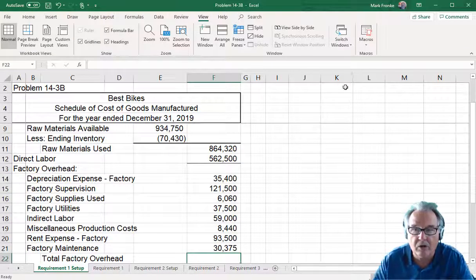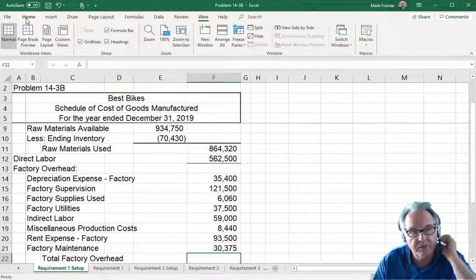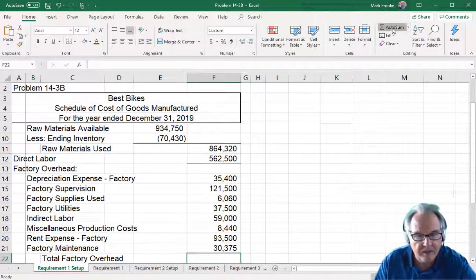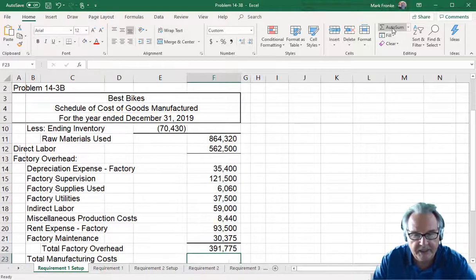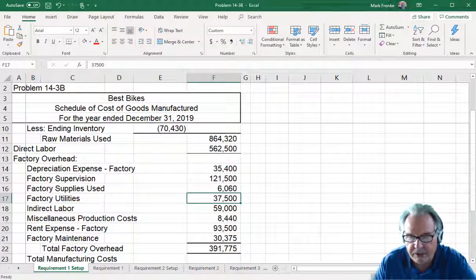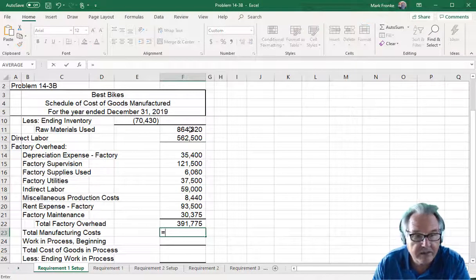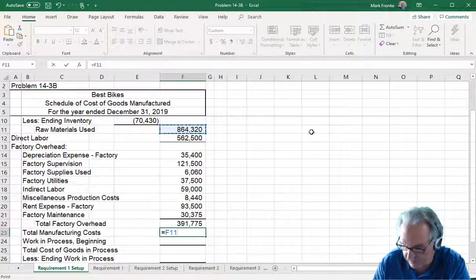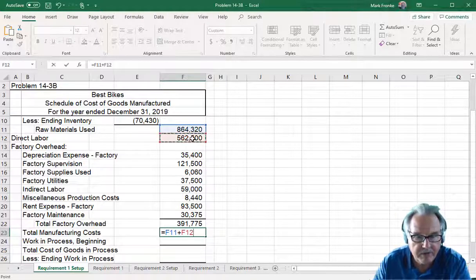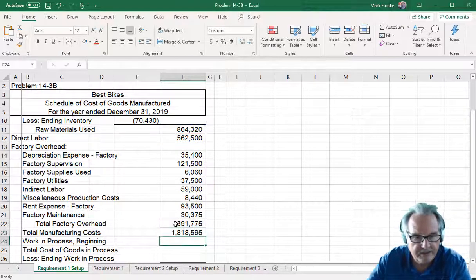When I total up all of those overhead items, and I'm going to use the sum key, my favorite thing, adds them all up, $391,775. So when we add together our three manufacturing costs, which is the direct materials used, the direct labor, and the factory overhead. Those are our three product costs. It gives us total manufacturing costs of $1,818,595.